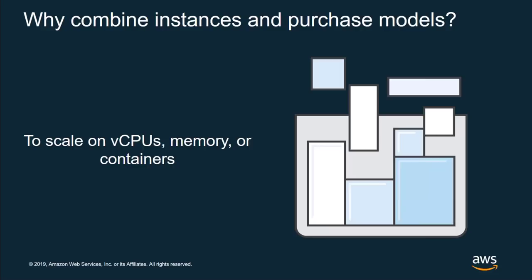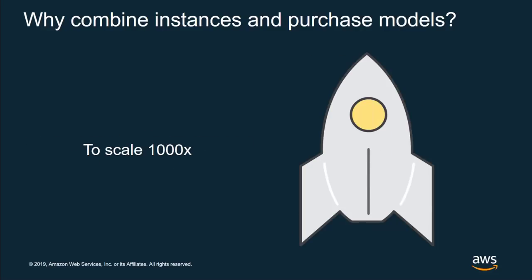And so again, some of the tools we're going to talk about today allow you to not select instances or not have to scale on the concept of number of instances, but instead you might scale on how many cores do you need, or how many gigabytes of memory do you need, or maybe you just need enough capacity to satisfy 1,000 containers, and you want to do it as cheap as possible. And so that's another reason why we're seeing customers use some of the tools we're talking about and combine instances and purchase models together.